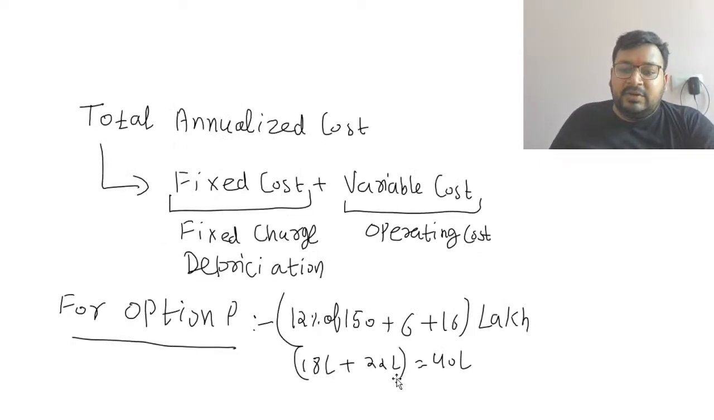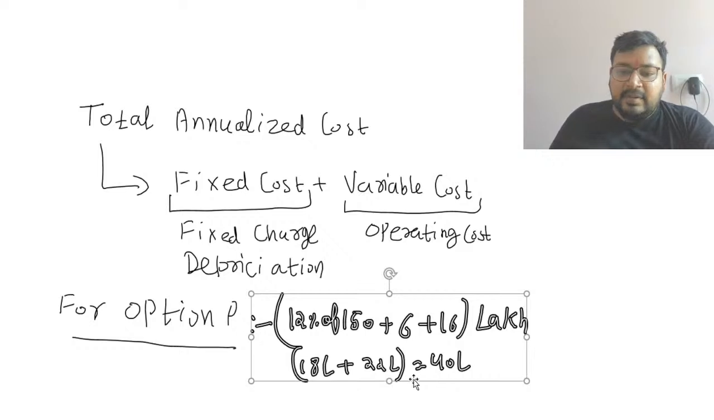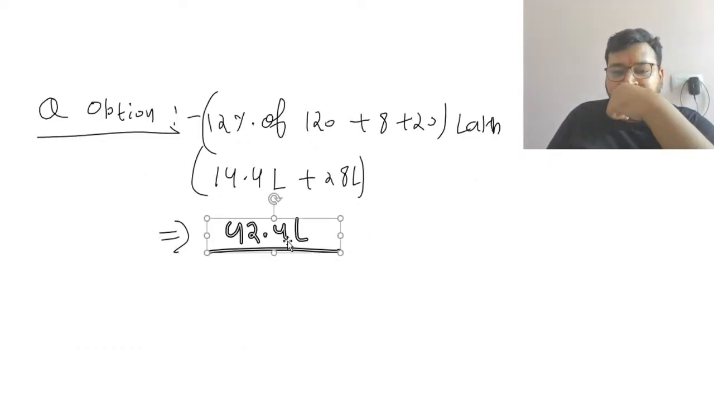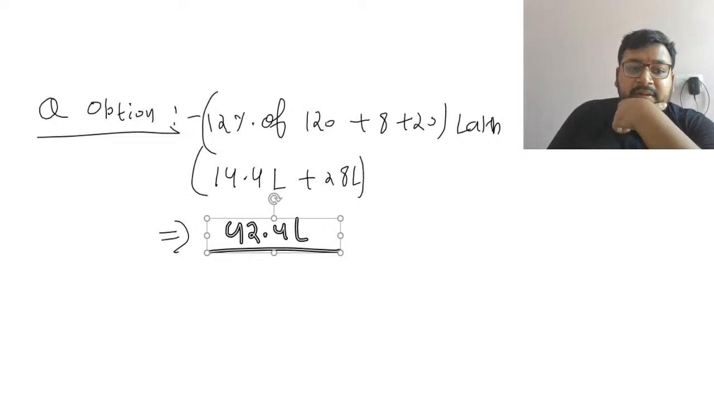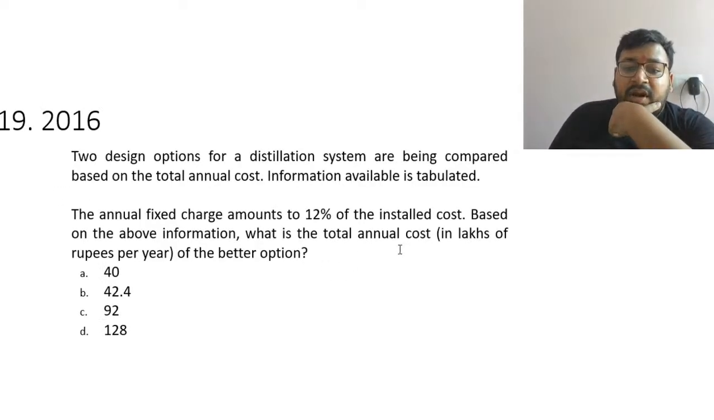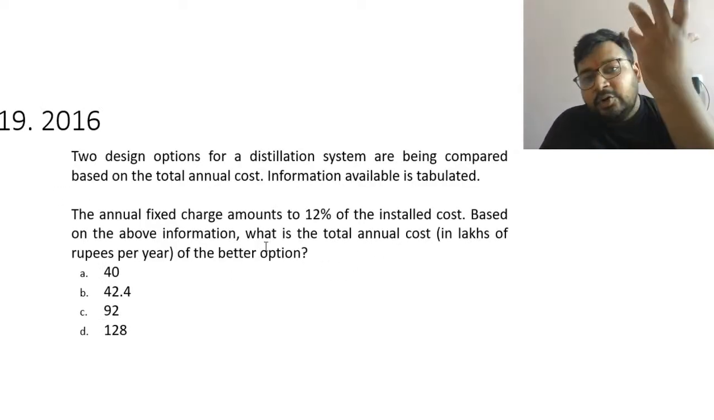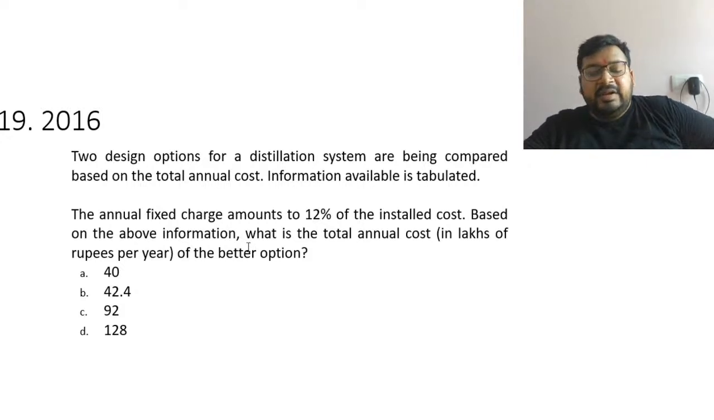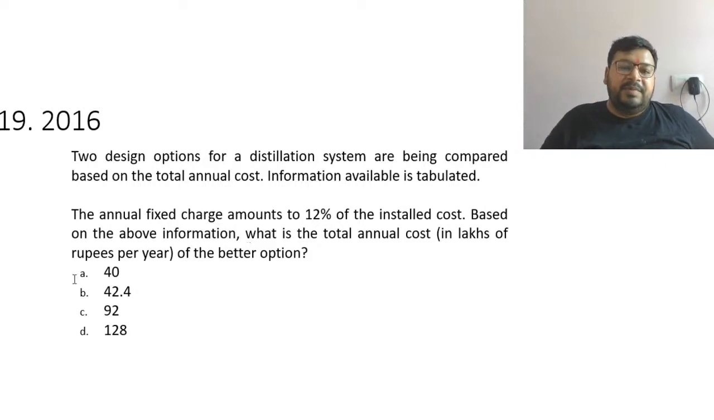So for option P, the total cost is only 40 lakh, and for option Q, the total cost is 42.4 lakh. And what have they asked? What is the total annual cost of the better option? So which one is the better option? The method that has the least cost is better. Now which one is better? The first one is better, that is P is better.